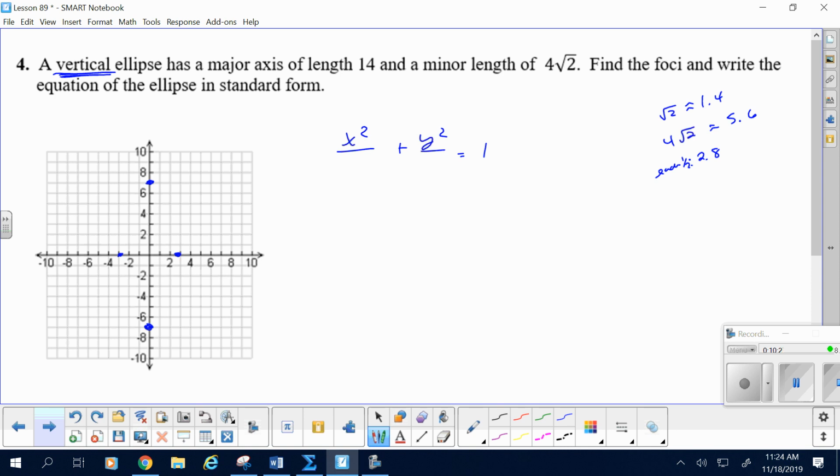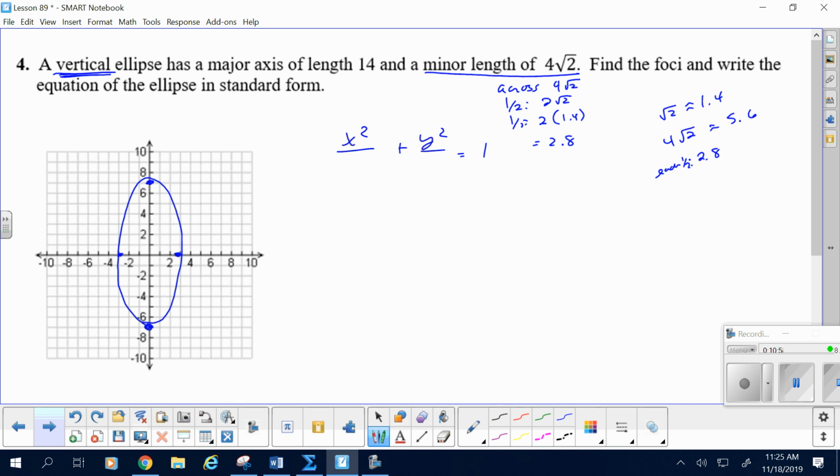Okay? All right, so let's walk through that again. The total across is 4 root 2. So half across is 2 root 2. If root 2 is about 1.4, then a half is about 2.8. That's the thought process. You see? Okay, so there's my graph. It's really stretched.